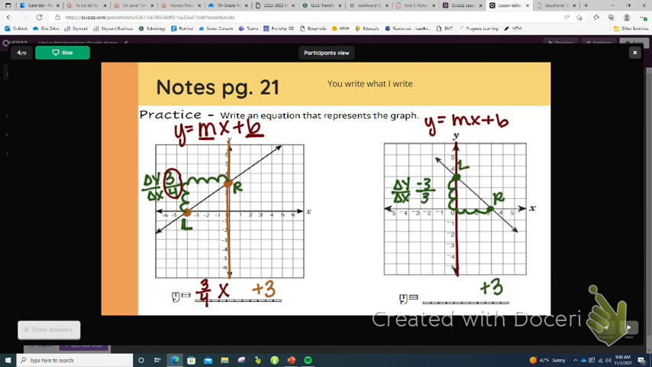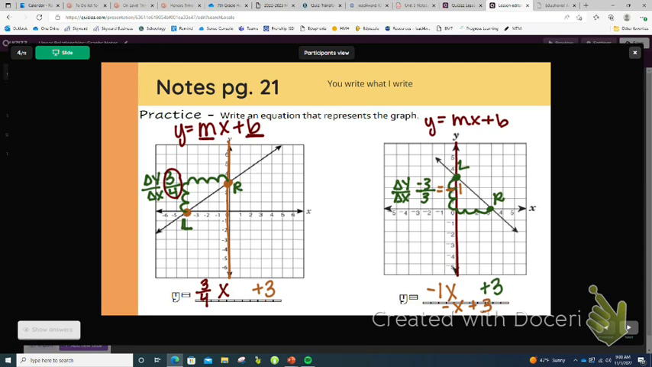Well, -3/3 does simplify to -1. So my number with x would be -1, -1x plus 3. Remember that you might see that as just -x plus 3. The 1 does not always have to be there.